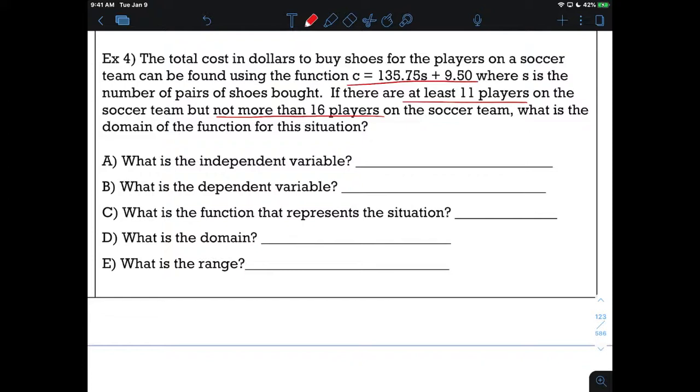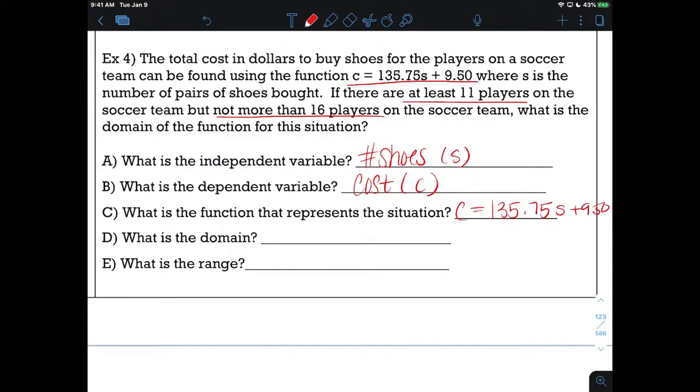So first thing I want to do is go through and just answer bit by bit. First thing, what is the independent variable? Number of shoes, S. What is my dependent variable? My cost, also known as letter C. What is the function that represents the situation? C equals 135.75 S plus 9.50.